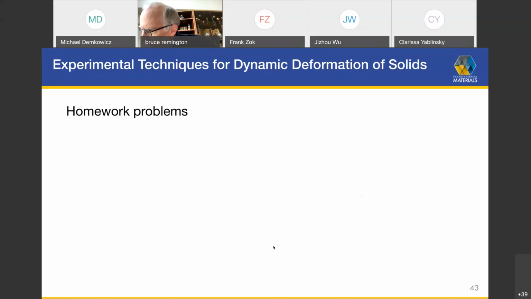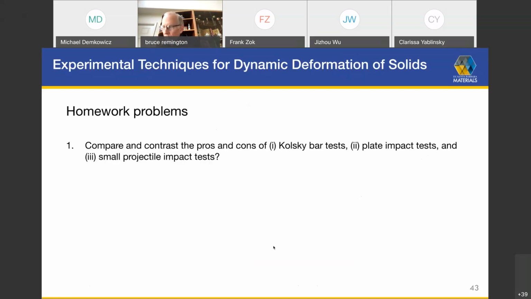Okay, I think I'm sort of on time. With that, I'll pose a couple of homework problems, one conceptual and one a simple calculation. So the first problem to consider is this. Compare and contrast the pros and cons of the types of tests we discussed here, notably the Kolsky bar, the plate impact, and the small projectile impact test. Okay? So that's the first problem.